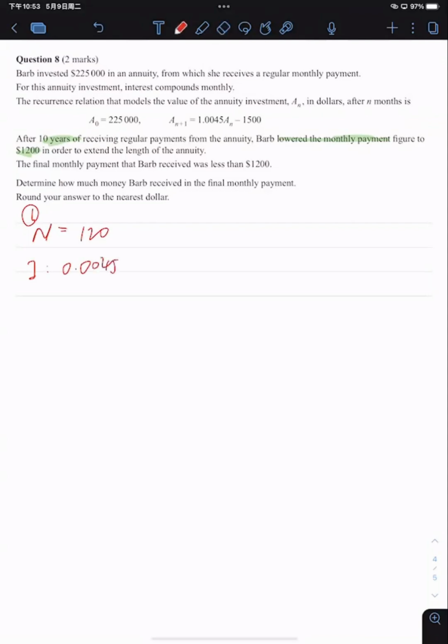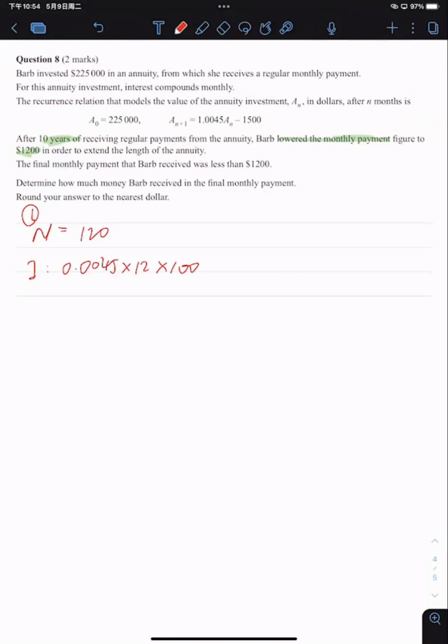0.0045. That is the monthly rate, so we need to multiply by 12. We have the yearly rate and we need the percentage, so we need to multiply by 100. 0.0045 times 12 times 100. If you forgot to multiply by 100, you would not get the correct answer, because again, it is already giving you the hint that it is a percentage number.